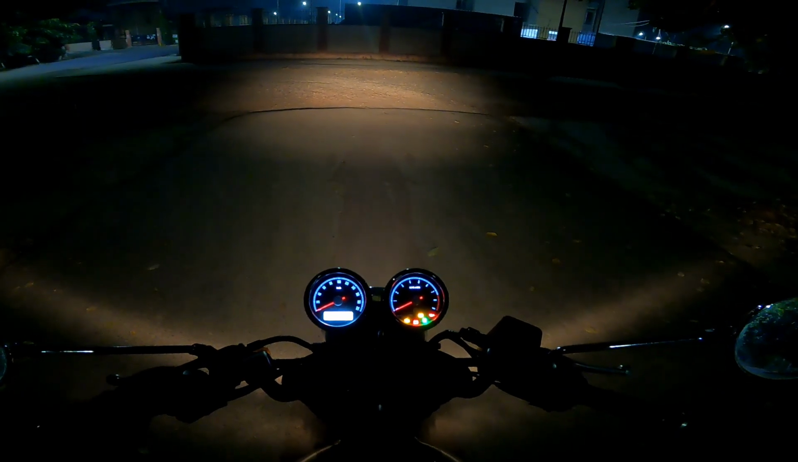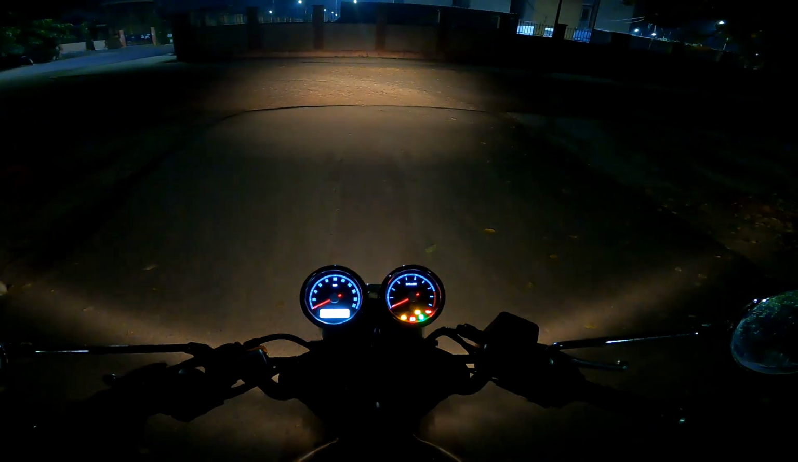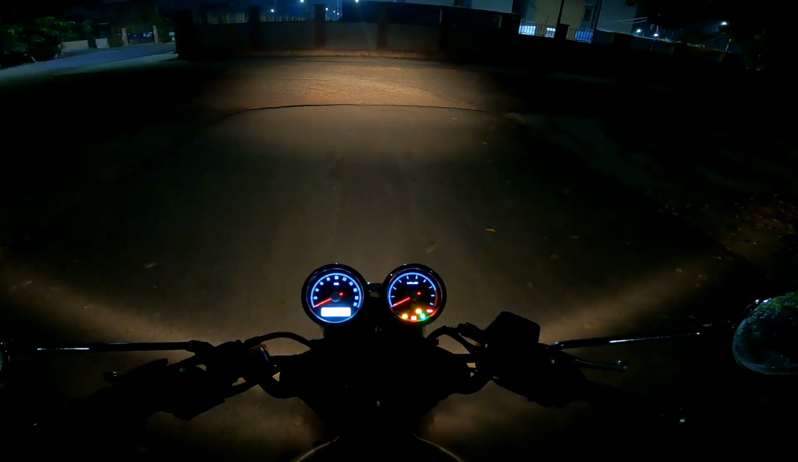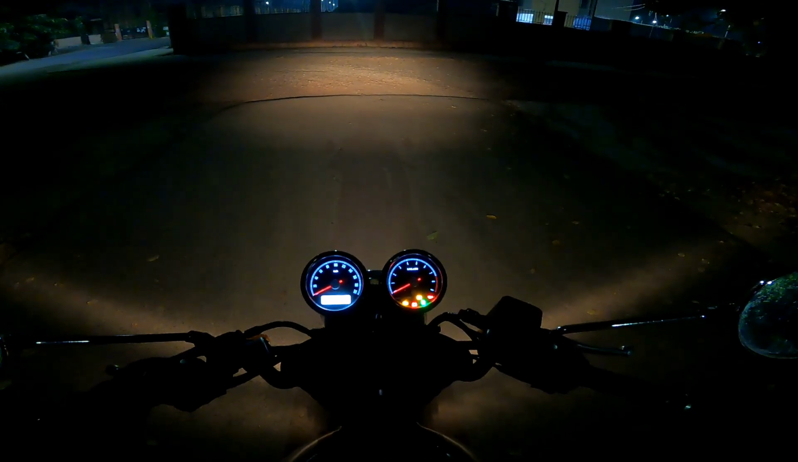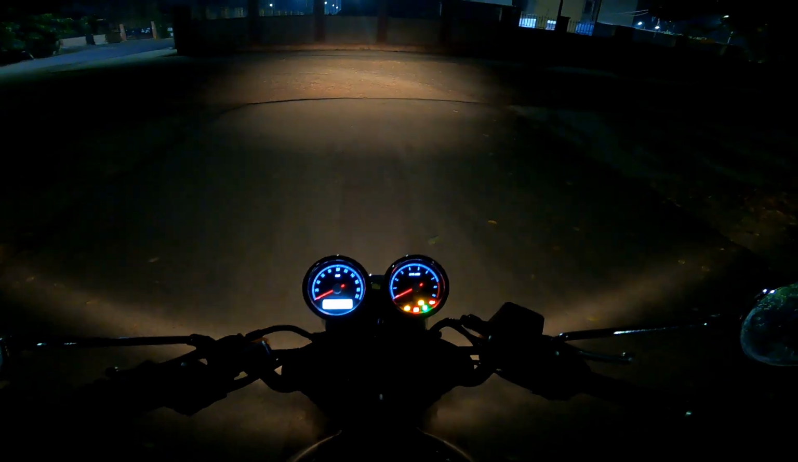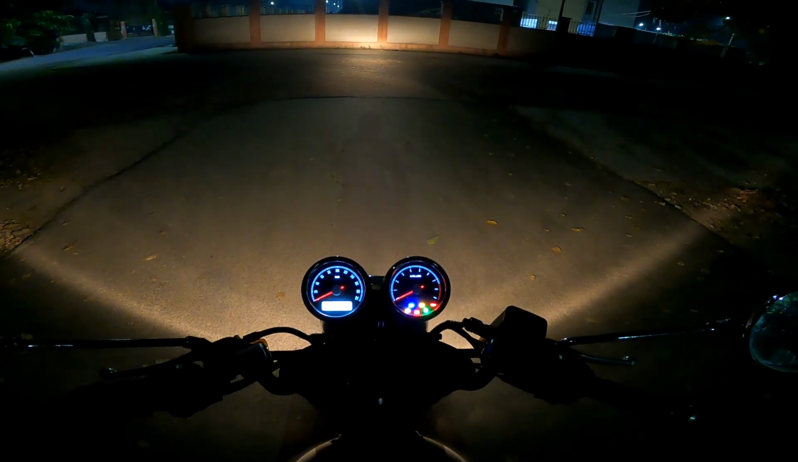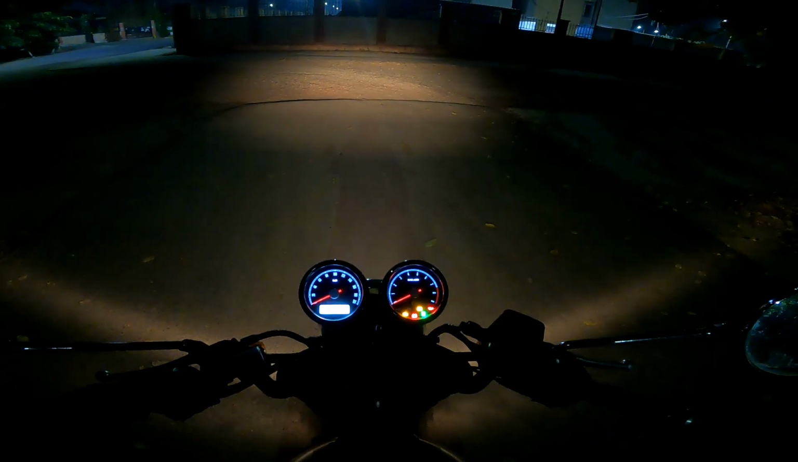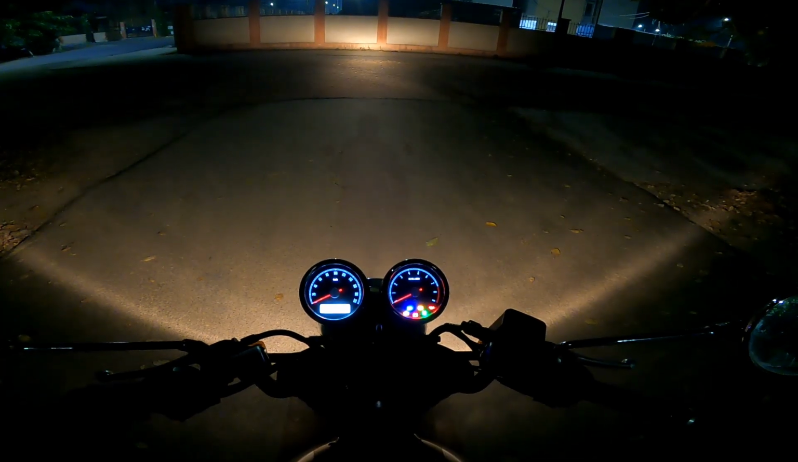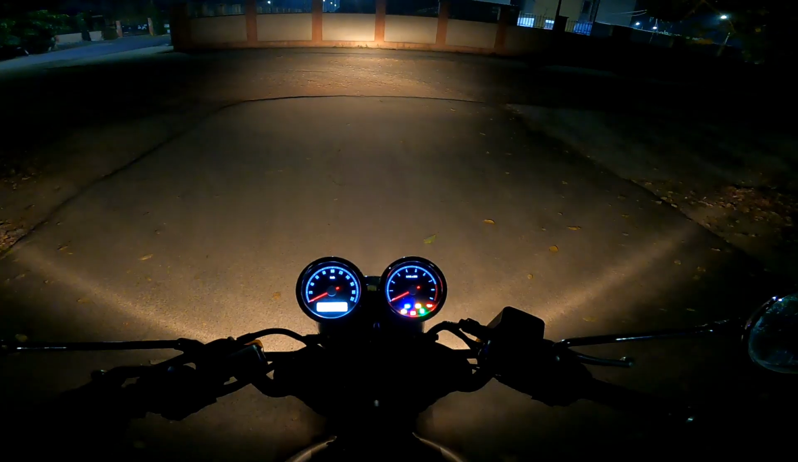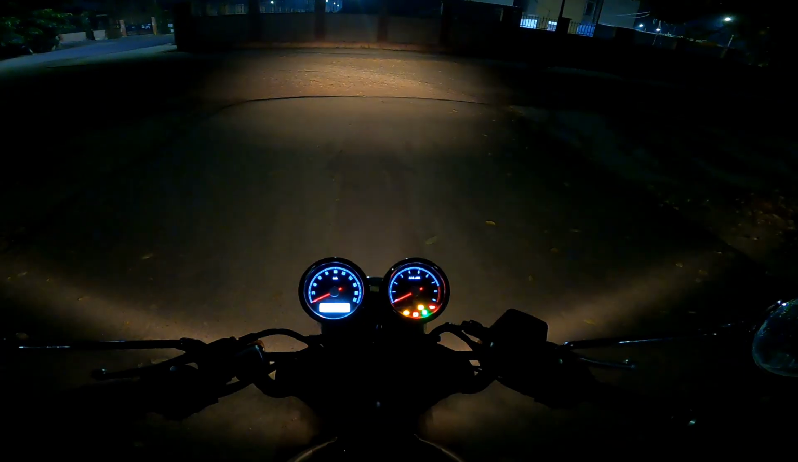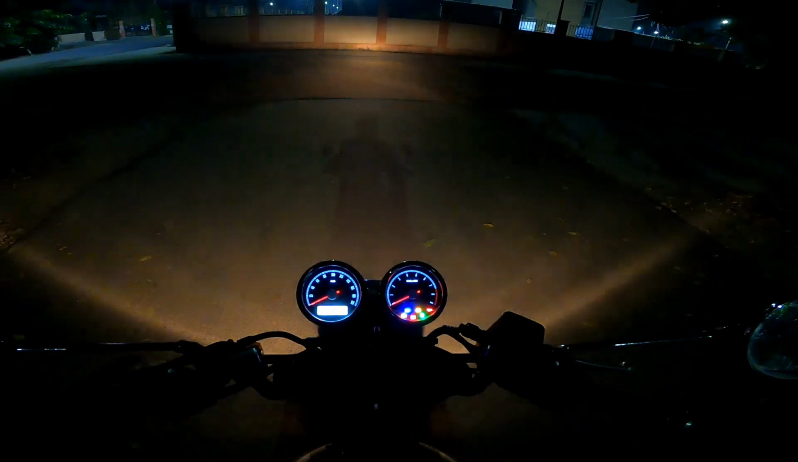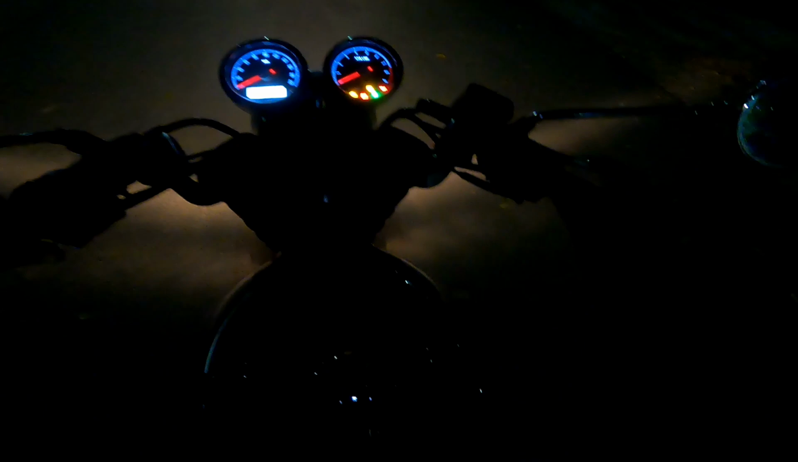Okay, I am so sorry. This is low beam and this is the pass function. Okay, so until now you saw the pass function. That was not the high beam, and this is the high beam. Low beam, high beam, low beam, high beam, low beam, pass, pass, high beam, low beam, pass, high beam, low beam. Let's ride.